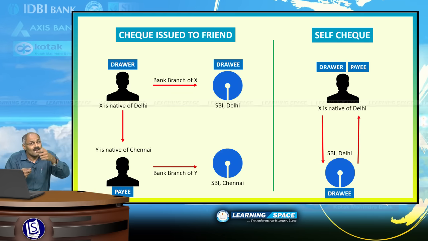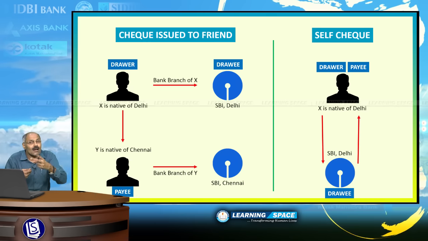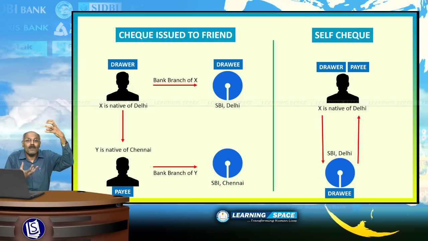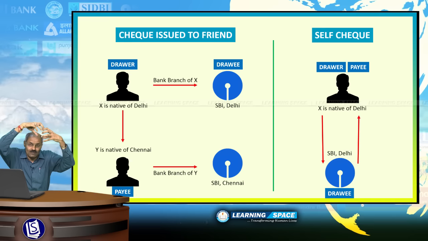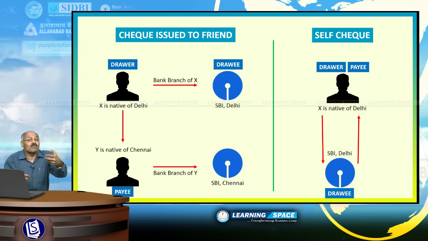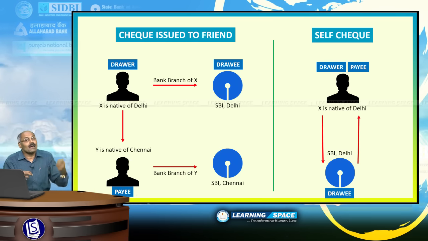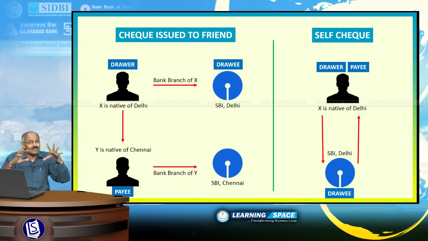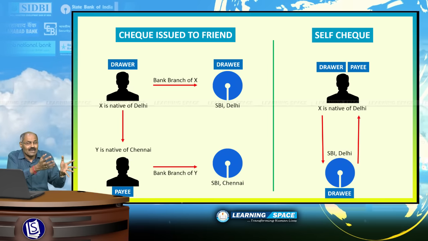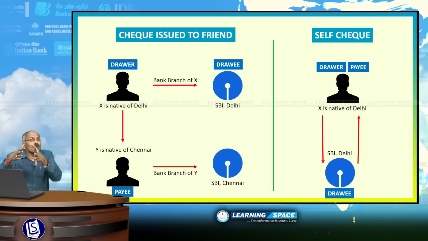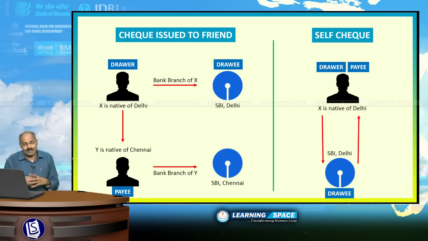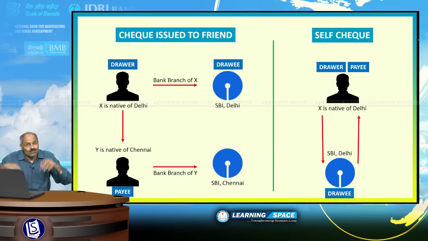So, when the self check is presented, there are only two parties: drawer and drawee, and the payee will be the drawer himself. When you are presenting a self check to the bank, you will be drawer and payee and the bank will be drawee, please do not forget. So, three parties are involved when the check is presented to a third party, and when the self check is presented to the bank, it involves only two parties. This is the main difference, please do not forget.